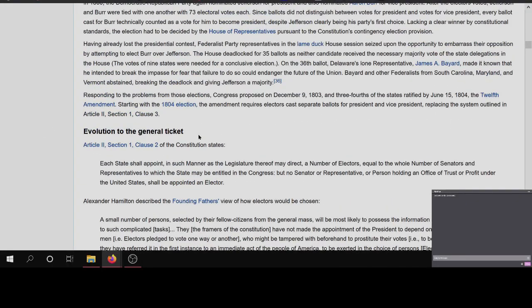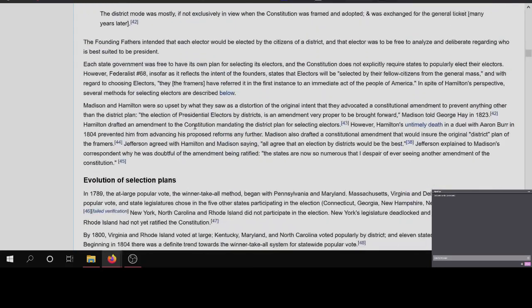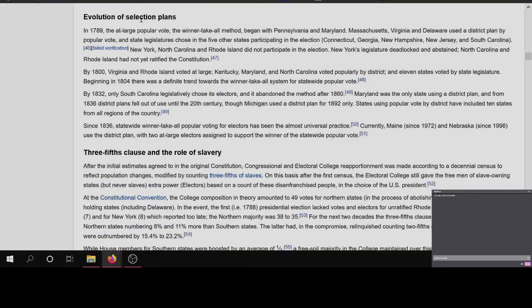Evolution of the general ticket under the Electoral College. Evolution of selection plans. In 1789, the at-large popular vote, the winner-take-all method, began with Pennsylvania, Maryland, Massachusetts, Virginia, and Delaware. Since 1836, statewide winner-take-all popular voting for electors has been the almost universal practice.